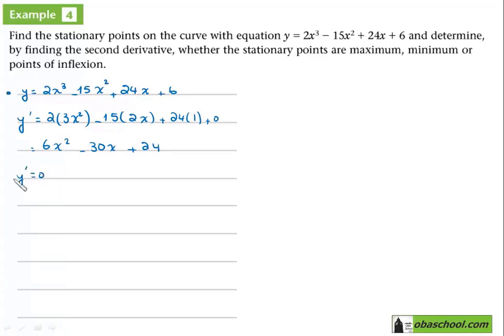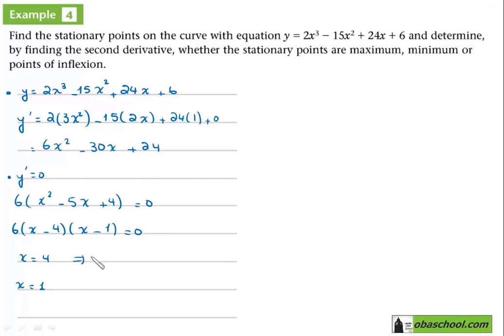Now let's factorize. 6 is common. x squared minus 5x plus 4 is equal to 0. We factorize one more time. The multiplication is plus 4, the addition is minus 5. So (x minus 4) times (x minus 1) equals 0. So for the first time, x equals 4, and for the second time, x equals 1.